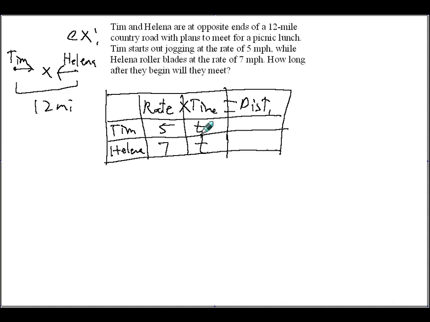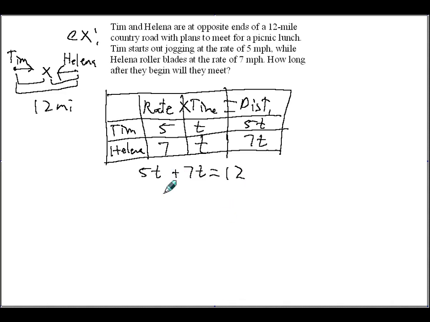All right? So let's multiply the rate and time to get the distance of each person. Tim's distance is going to be 5t, and Helena's distance is 7 times t, which is 7t. Now, again, Tim will cover part of that distance, and Helena will cover the rest of it. But together, how far is it? 12 miles. Therefore, the equation we get will be the sum of their distances: 5t plus 7t is equal to 12.